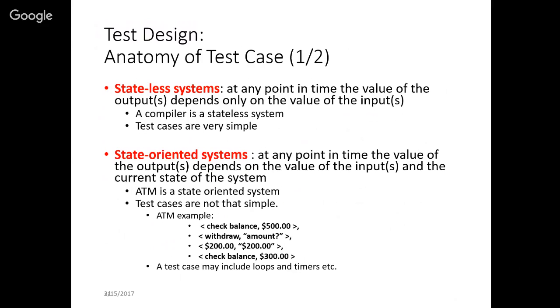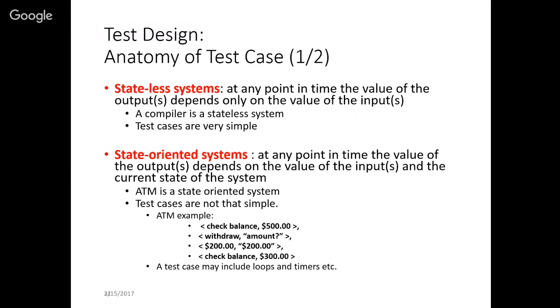What's the difference between stateless and state-oriented systems? In stateless systems, I don't need to memorize the state of the program. So I give input, I always get output. A compiler, for example, if you give it a program, it will produce an output. It always produces the same output for the same program. It does not matter if this is in the morning or at night.